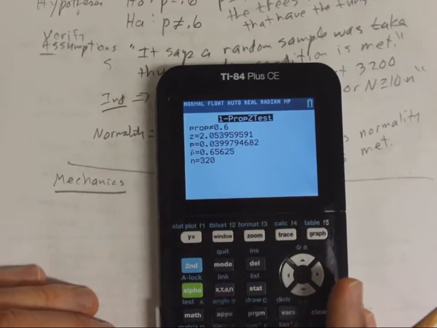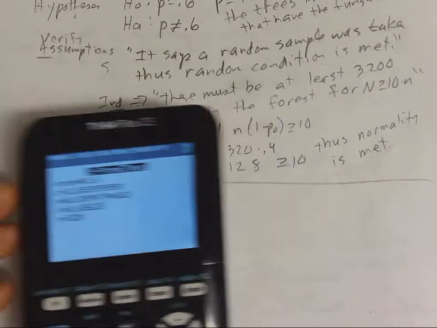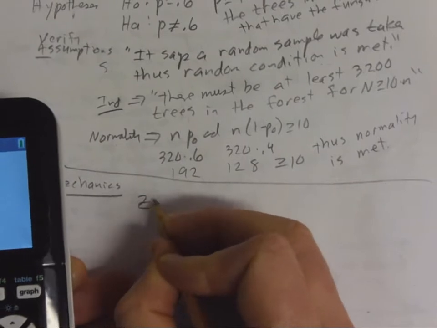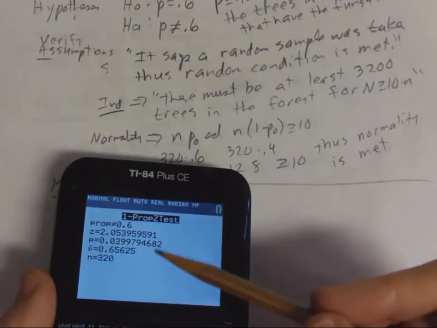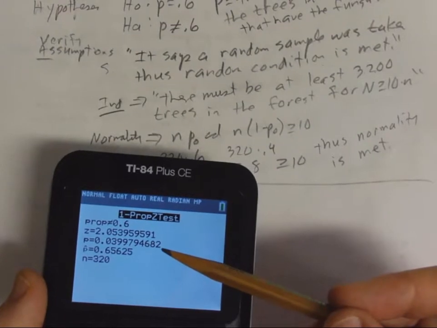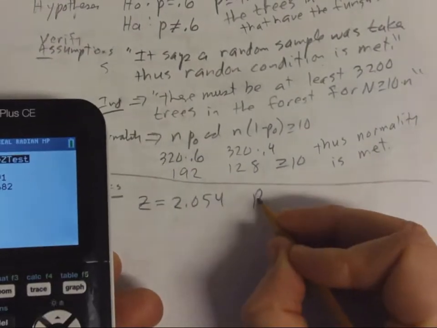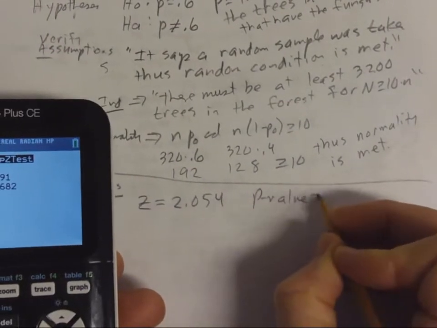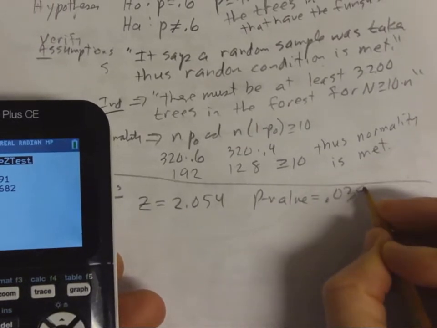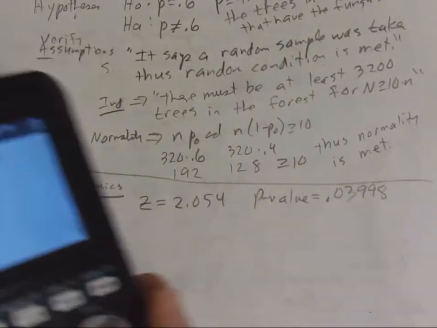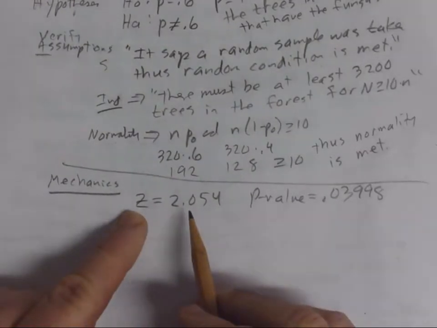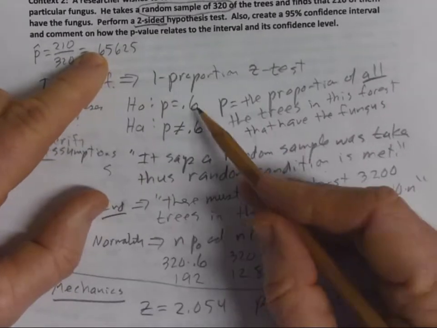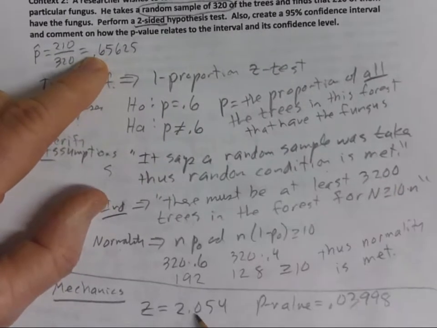And so there it is. Our z-test statistic is approximately 2.054, and our p-value is 0.03998. Those are our two big numbers. The z statistic is the number of standard errors that my sample value is from my hypothesized value.